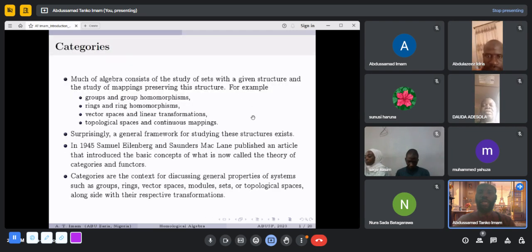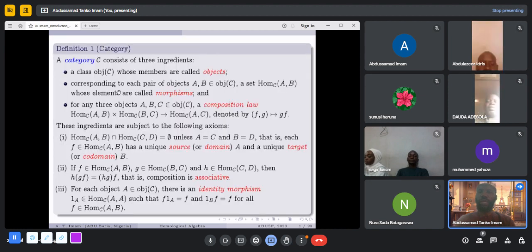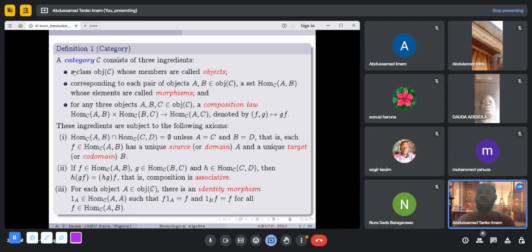And last time we gave an introduction of what category is all about and how it all came to being in 1945 by the work of Samuel Eilenberg and S. MacLane. And then we defined formally what a category is. If you can remember, we talk about category as being a container consisting of three items. The first item in the container is a class of objects. When we say class here, we mean a collection that is not necessarily a set.